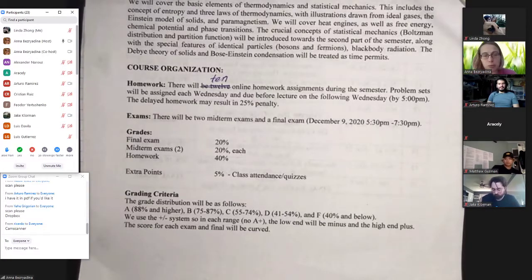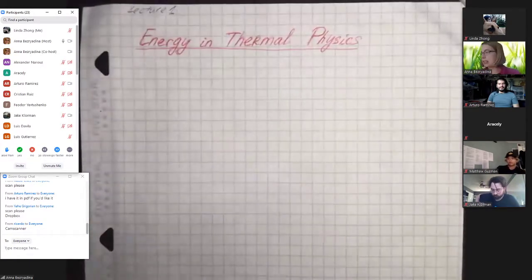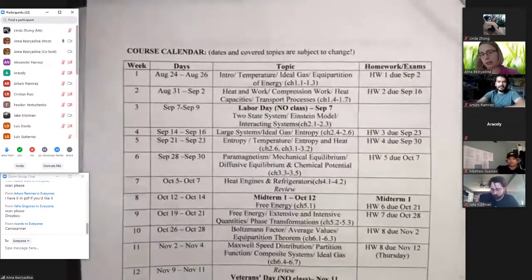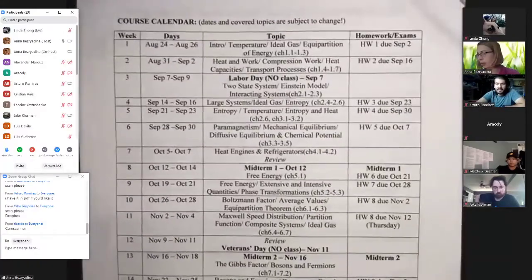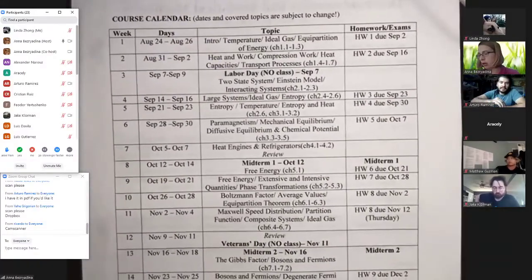Grading is standard. I'm sure you saw it so many times, so I don't see the point in going over that. Okay, let's talk about the last bit here. So here's the schedule for each week.